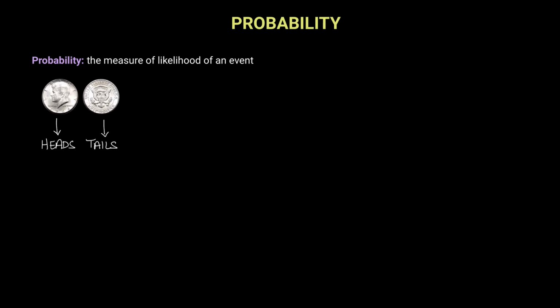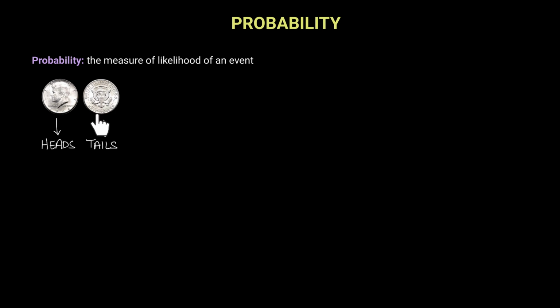Hey guys, we are starting off with a new chapter called probability. Let's define probability. It is the measure of likelihood of an event, which means it tells you the chances of an event happening. For example, let's say we have a coin, and we know that a coin has two sides to it, heads and tails. And we want to know what is the probability of getting heads.